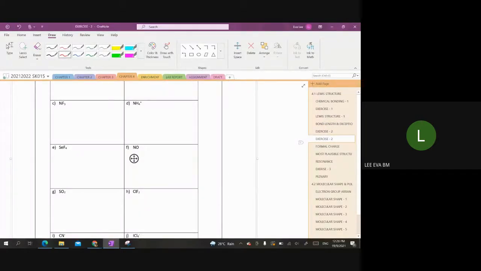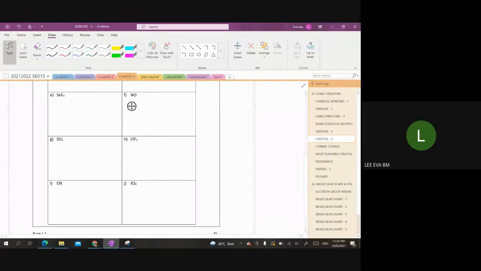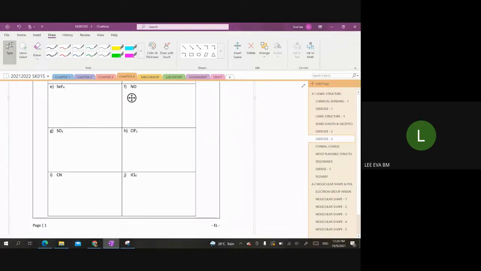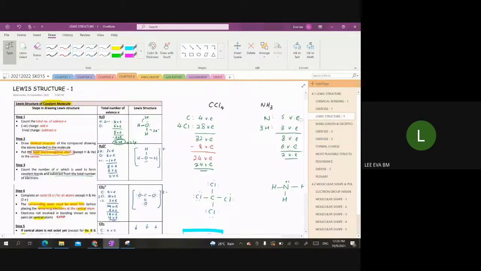Okay, so using the ways step 1 until step 5 to complete the table here. Madam, do we need to show the calculations? Yes. Tunjuk macam tadi Madam buat lah. Madam buat sekali kan. Okay, show the calculation as well as your Lewis structure.